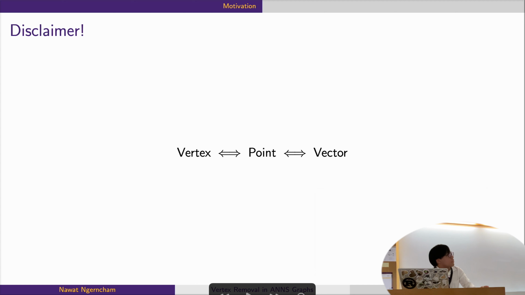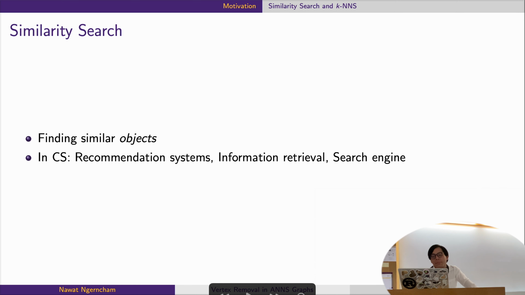First, let's start with a disclaimer. In the context of my project, vertex, point, and vector refer to the same thing. I thought I should mention that just in case I get any of them mixed up.